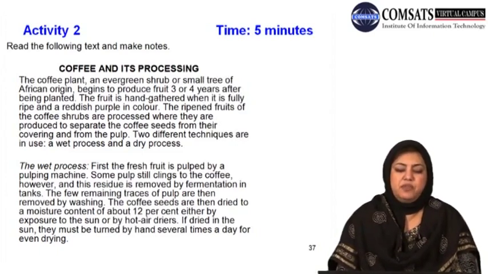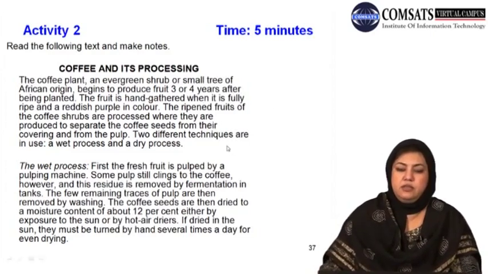The wet process. First, the fresh fruit is pulped by a pulping machine. Some pulp still clings to the coffee, however, this residue is removed by fermentation in tanks. The few remaining traces of pulp are then removed by washing. The coffee seeds are then dried to a moisture content of about 12% either by exposure to the sun or by hot air dryers. If dried in the sun, they must be turned by hand several times a day for even drying.